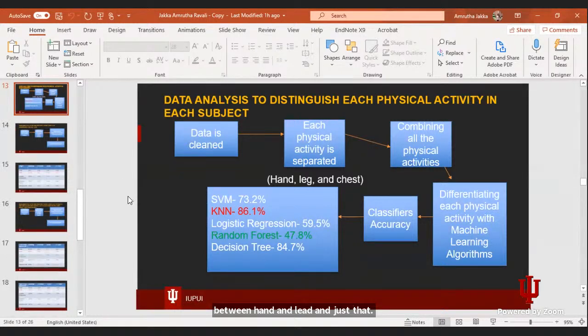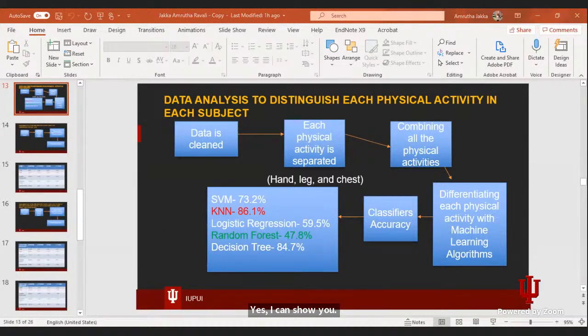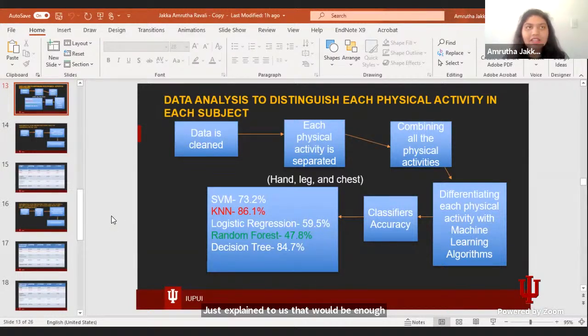Do you have data to show the difference between hand, leg and chest compared? Yes, Professor, I can show you. Just a second. I just explained to us, that would be enough. Each leg has accelerometer values and gyroscope values, and the hand is the same as the leg, and the chest has accelerometer values and electrode values. So the chest data will be quite different when compared to the leg and hand.